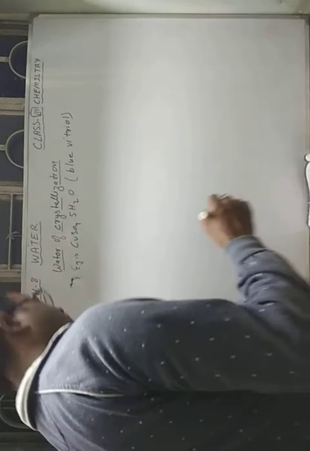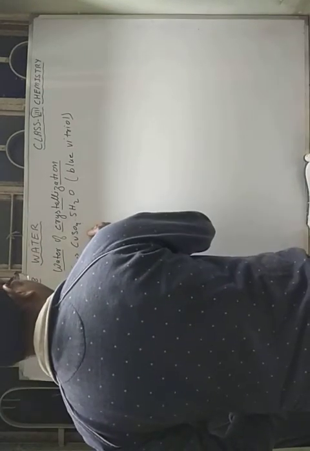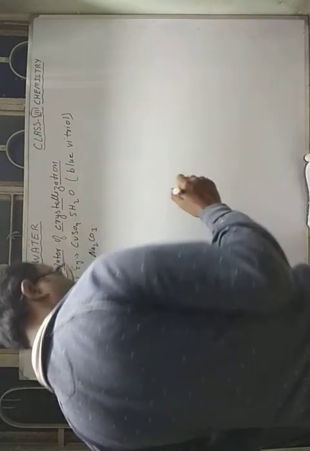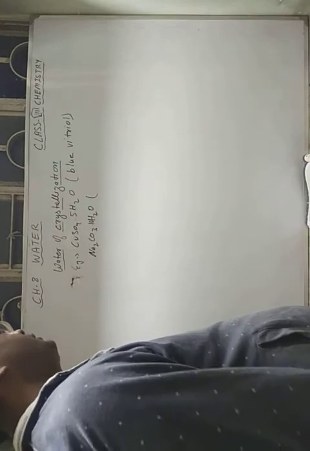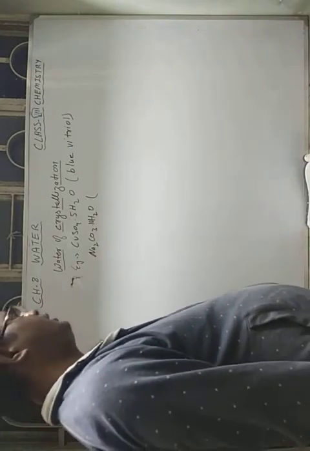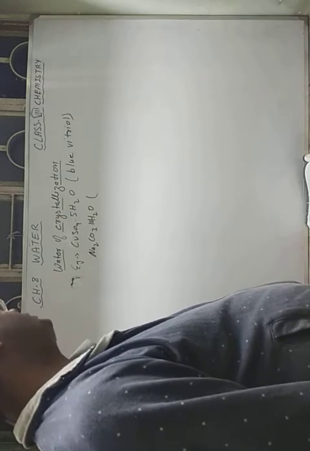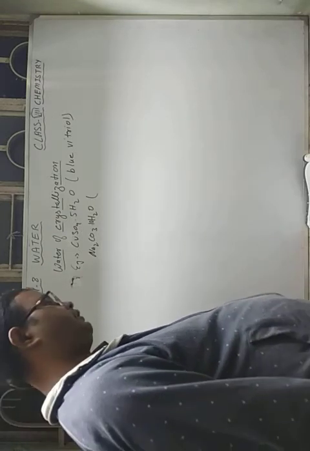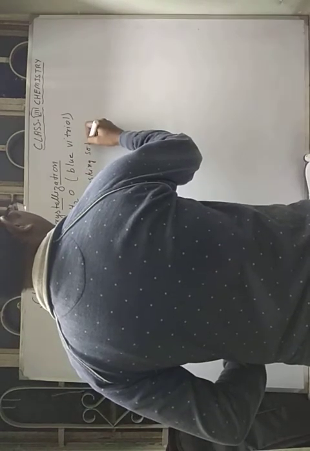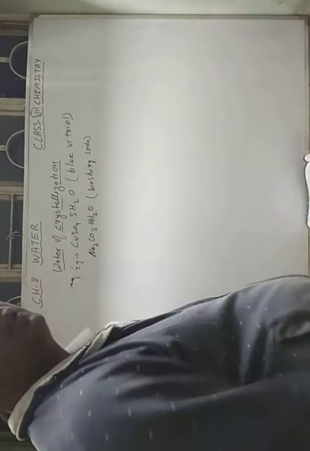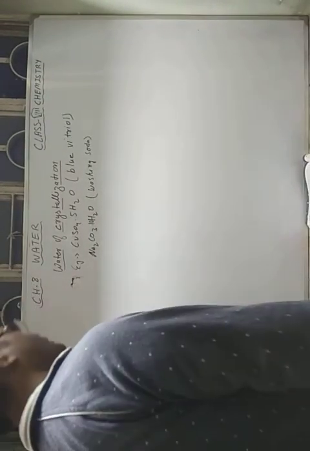Okay, next example is Na2CO3.10H2O. So what is it? It is sodium carbonate decahydrate. It is also called washing soda. So you have to remember the formula, the chemical name and the common name, all three, because it may come in your exam also.